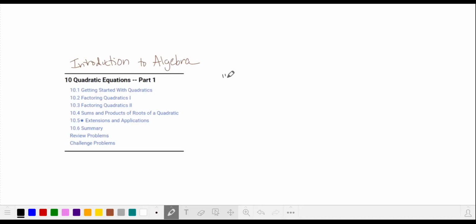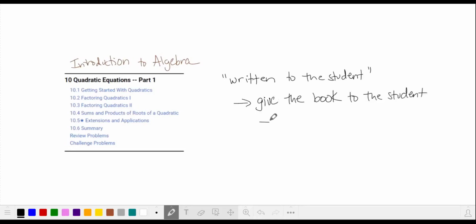Many of my parents will tell me that the AoPS textbook is written to the student, which they interpret to mean that they can just give the book to the student and have them work independently. Some students certainly are able to do this, but I think most students, even in high school, need guidance from a tutor or a teacher.